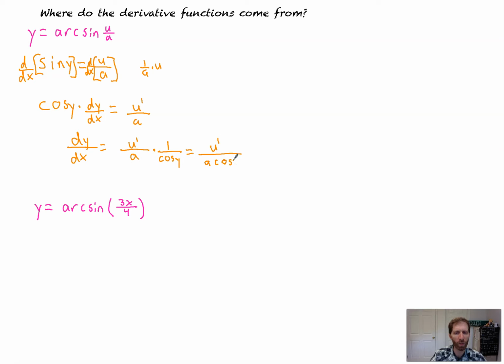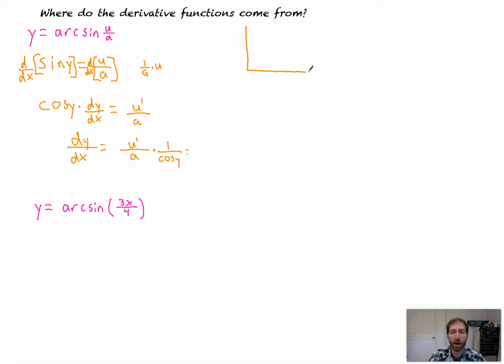And you might be like, wait, what the heck is this? Well, in fact, it's not an answer yet. I'm going to keep it as 1 over cosine y. So the question becomes, what does that equal? To find what this is equal to in terms of u and a, because those are the inputs that we have, we have to write out a triangle.